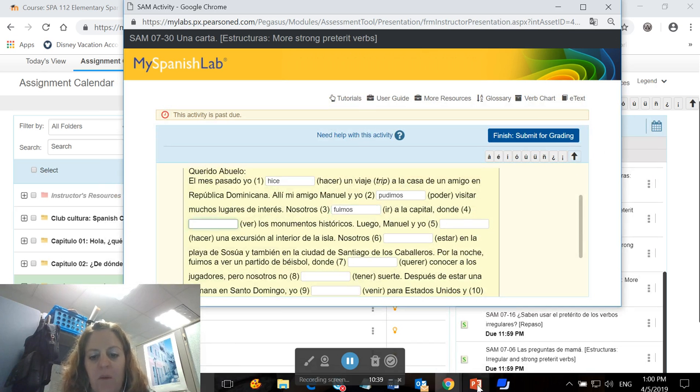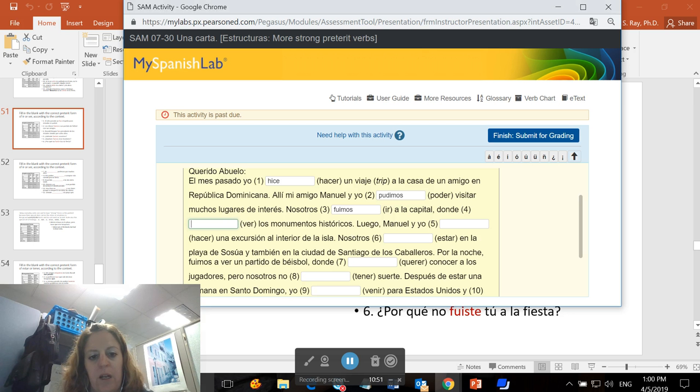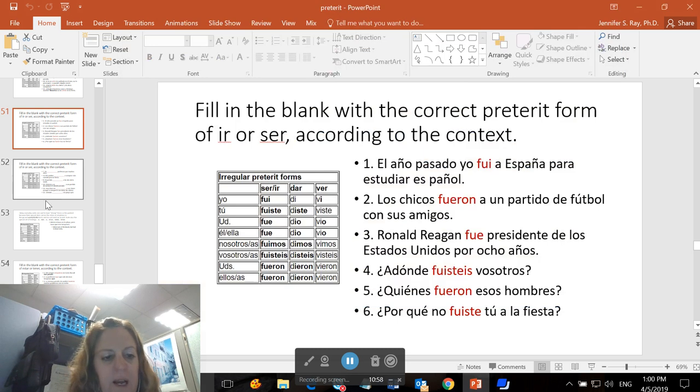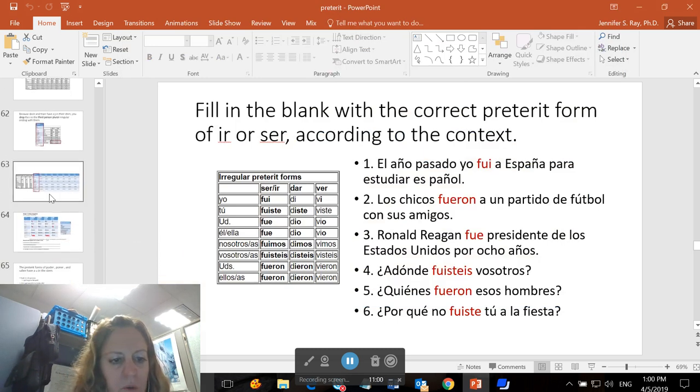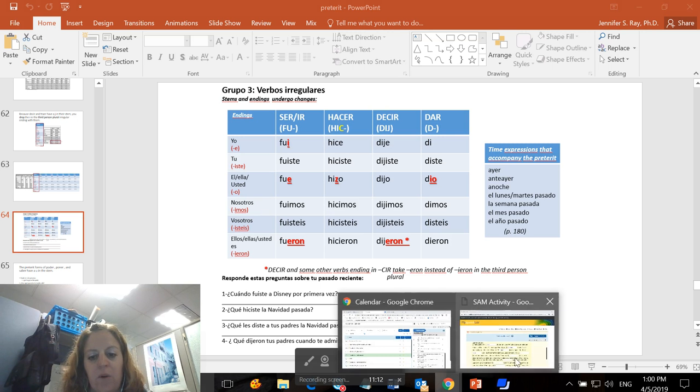So then we're using ver. Ver is also irregular. It uses the right endings, but because it's so small, it drops the accent marks. It's still we, so we is vimos, which you would put right here. Okay. Luego Manuel y yo hacer. Okay, so we would go back out and go down to where we had hacer. Here's our hacer. If it's Manuel y yo, remember we're using ik. The only one that has an additional spelling change is right here. And we would add that IMOS and we get hicimos.